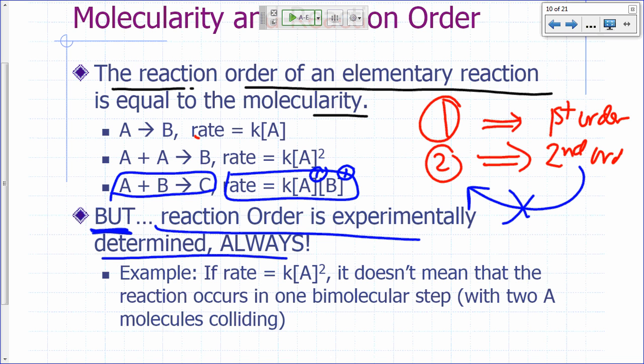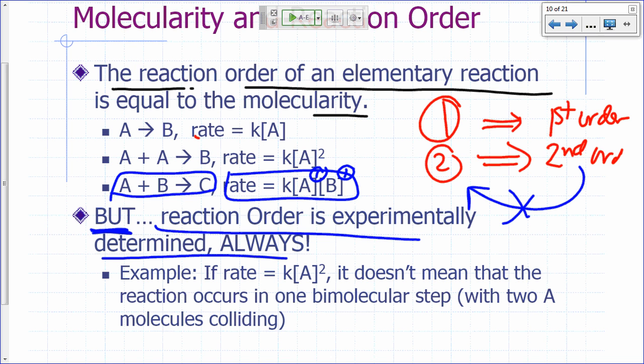Because not every reaction is elementary, remember? So a reaction can be a series of elementary steps, and if you measure the rate law in the lab, it might turn out to be zero order, first order, second order. So the reaction order is really something you only determine in the lab. Okay? Whatever series of elementary steps you propose, it must predict a rate law that's consistent with the observed rate law. So how are we going to do that?